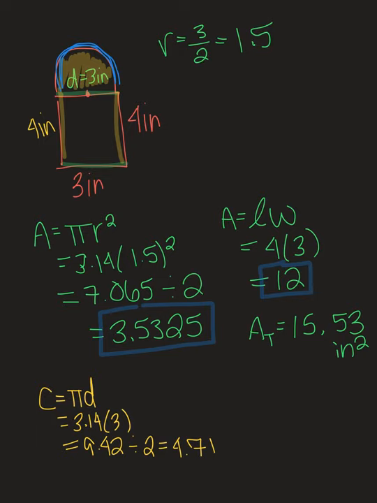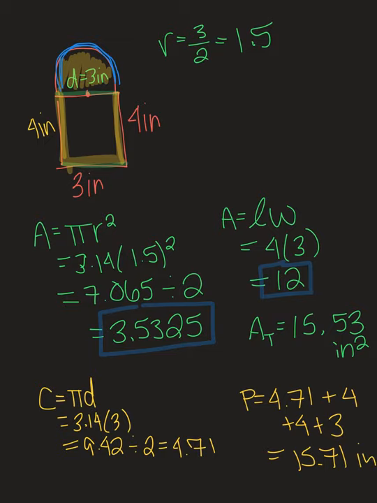And now then you can just add these other three sides up. You have to be careful here to make sure that you are only adding these three rectangle sides and not the inside piece. So we're going to say, the perimeter then is going to be 4.71 plus 4 plus 4 plus 3. And you should get 15.71 inches.